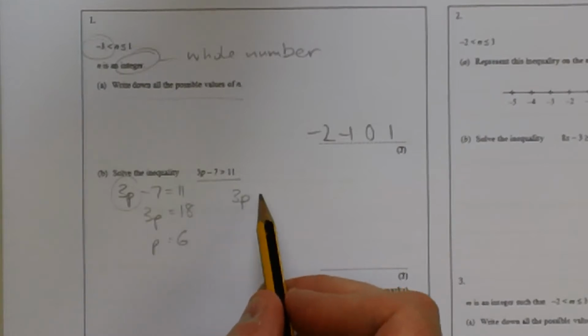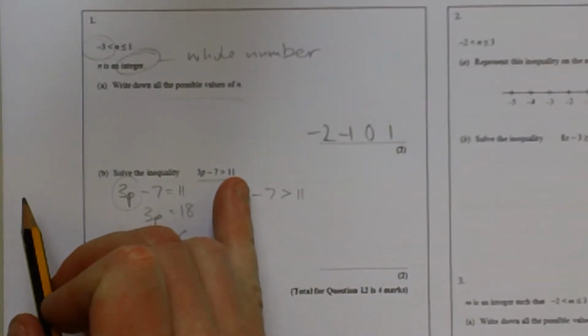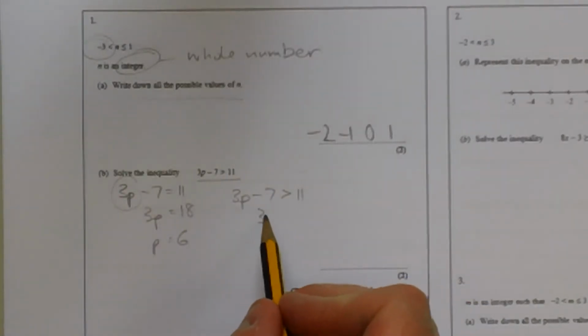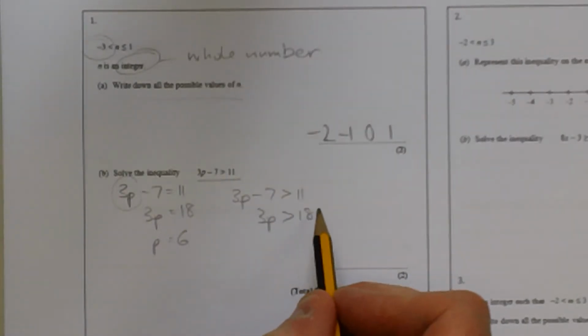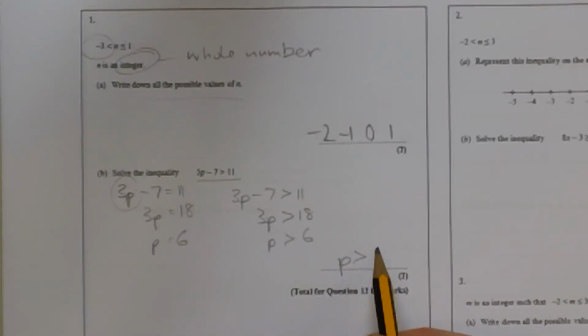Exactly the same method for solving an inequality. 18 take away 7 is 11. So 3p must be greater than 18. Therefore, p is greater than 6 is a solution.